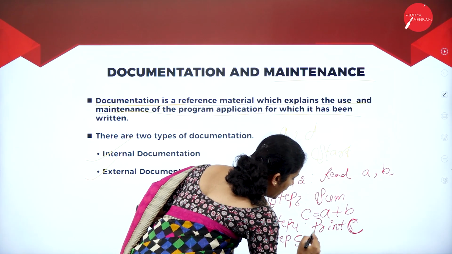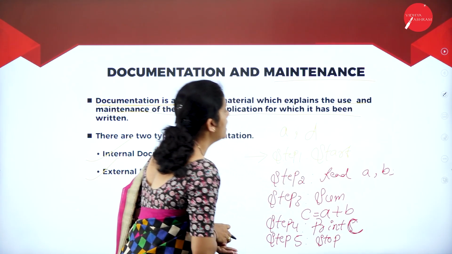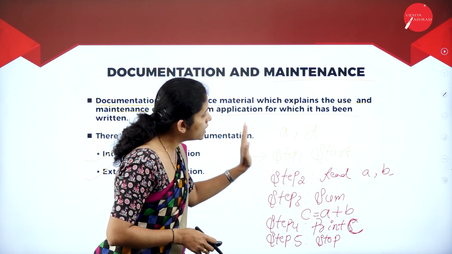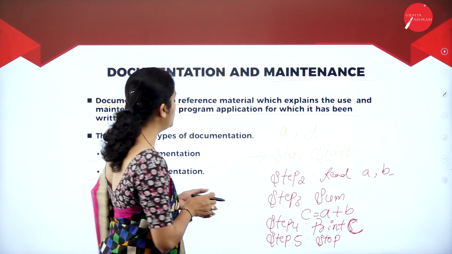I'm going to end my algorithm. So this is the way I can write the algorithm. Now I want to convert this algorithm into a flowchart. How can I write it?